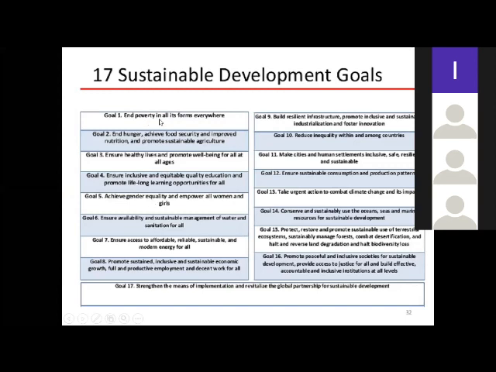End poverty in all its forms everywhere. I will just read a few. Reduce inequality within and among countries. I don't know whether it's happening now. Ensure sustainable consumption and production.